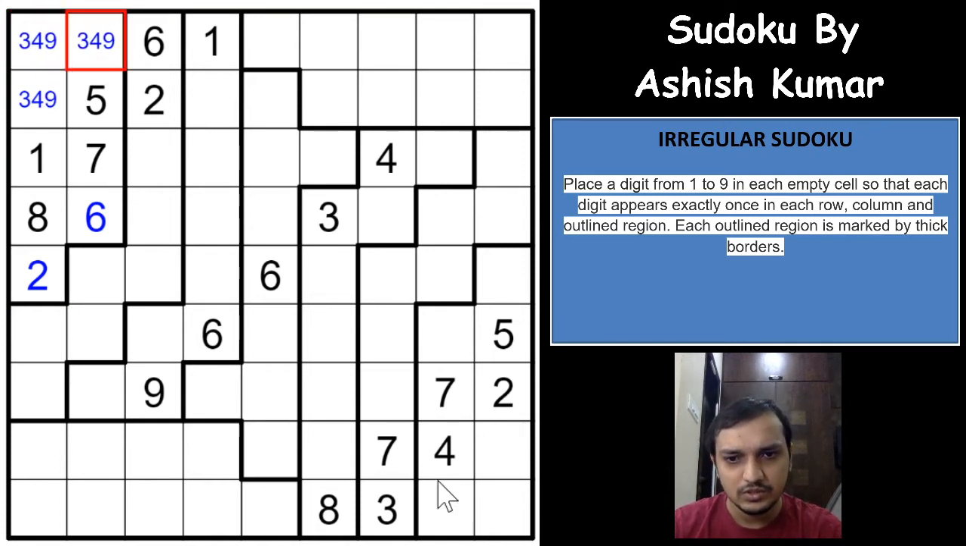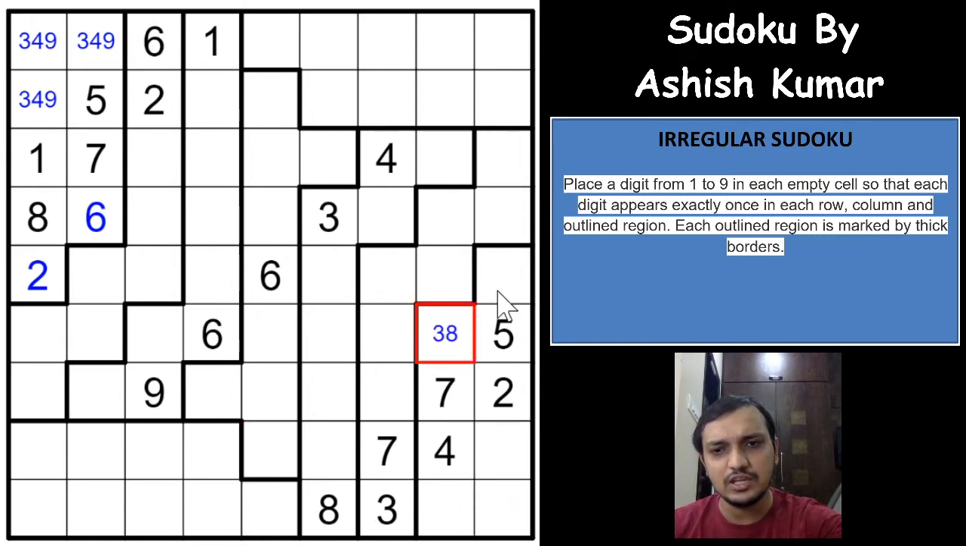Same way, I think we can do this. 8 and 3 have to be in these 4 cells, which means 8 and 3 cannot be in one of these 3 cells. So here you have a 3-8 pair. The other 3 numbers are 1, 6 and 9.